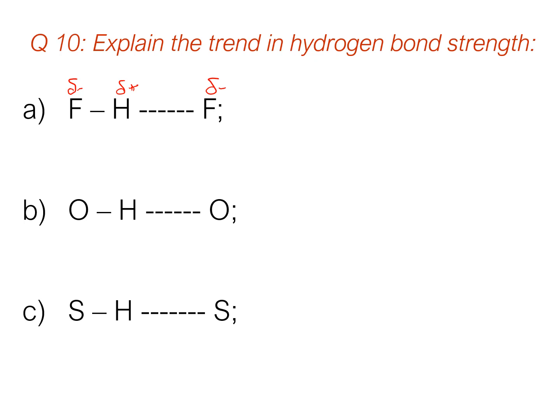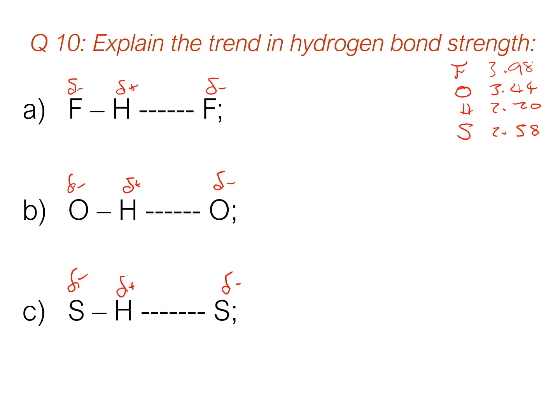So I'll write up here the electronegativities of the 4 elements of interest. Fluorine is 3.98, oxygen is 3.44, hydrogen is 2.2, and sulfur is 2.58. So you'll notice in all these cases, hydrogen is the more electropositive element, so it's always going to have a partial positive charge, and the other one is going to have a partial negative charge. The only difference is how big the difference in electronegativity is. And the bigger the difference, the bigger the partial charges, and the bigger the strength of the interaction.